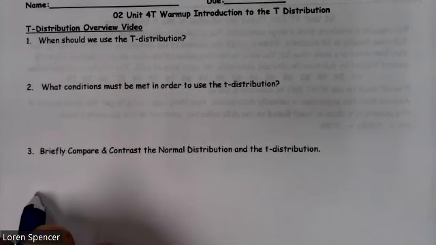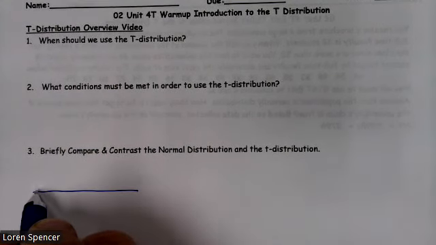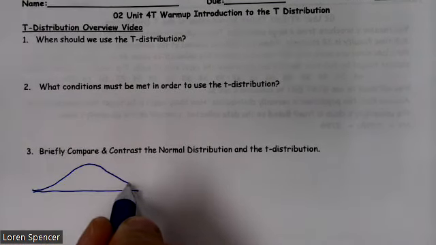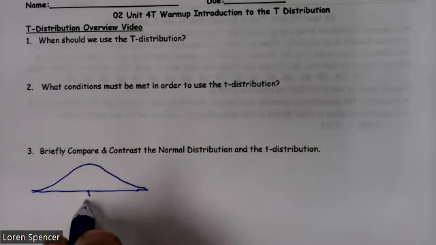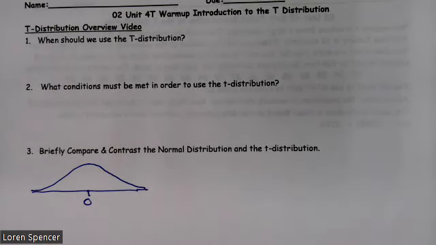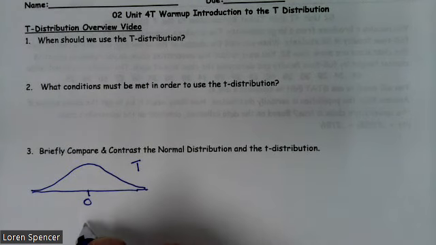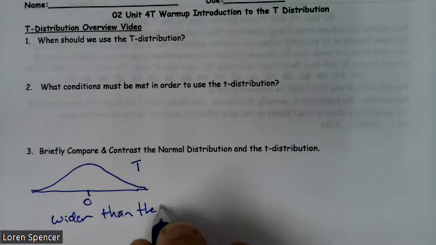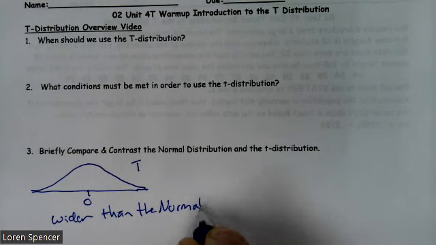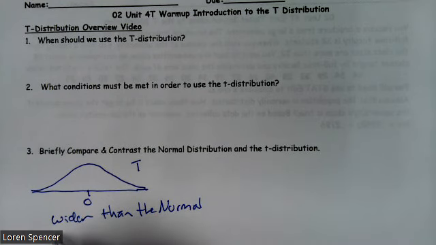First off, the T distribution is like the normal in that it is mound shaped and centered on zero. It's symmetric, all those things. So this is what the T distribution looks like. Now, the T distribution is fatter, so it's wider than the normal, and has more area in the tails.